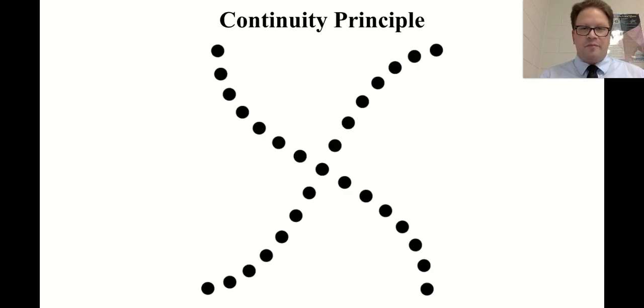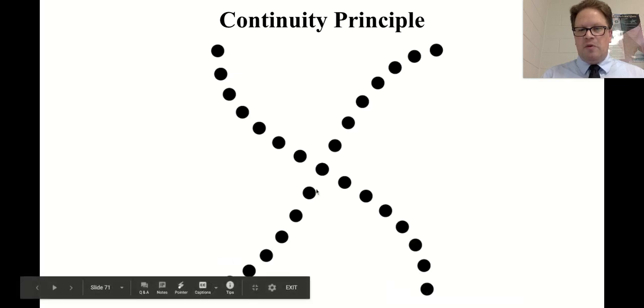The continuity principle states that elements that are arranged on a line or a curve are perceived to be more related than elements that are not on a line or a curve. So we are perceiving that these are somehow supposed to be connected by looking at them. Even if they're not connected, our brain's going to make that connection anyway.